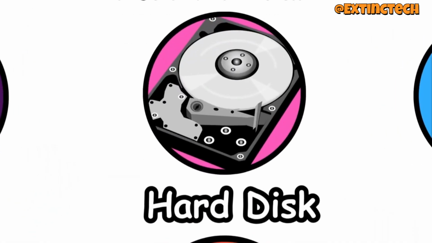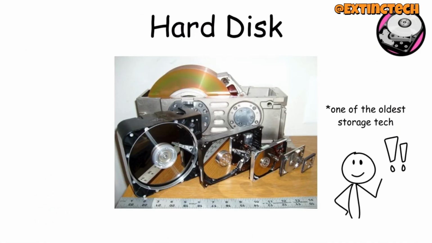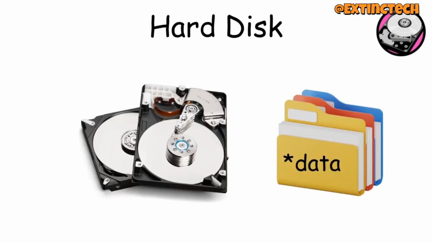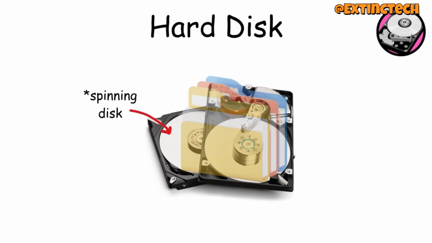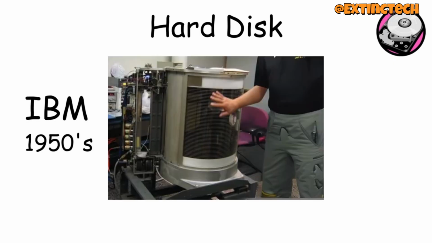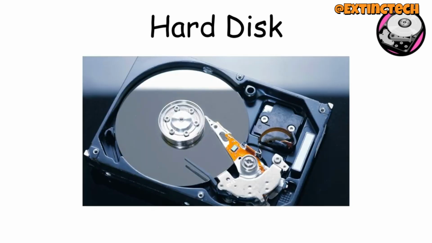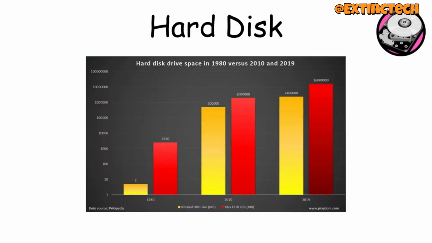Hard disk. As one of the oldest storage technologies still in use, the hard disk drive, or HDD, stores data magnetically on spinning disks. First introduced by IBM in the 1950s as a large storage device weighing 2,000 pounds, hard disks transformed how computers handle data, steadily increasing in capacity and becoming widely affordable over time.